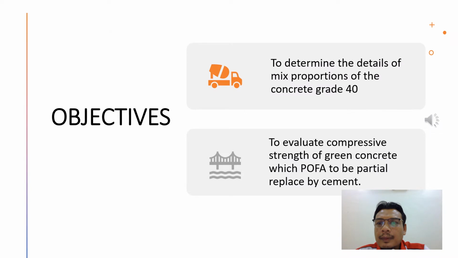This is the objective of the study. First, to determine the detail of mixed proportion of the concrete's grade 40. Second, to evaluate compressive strength of the green concrete in which POFA partially replaces cement.